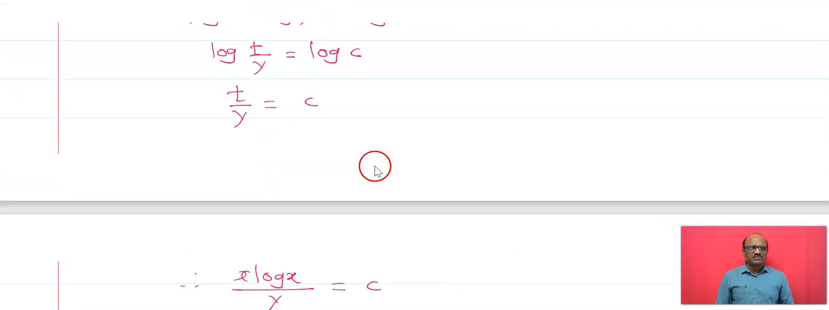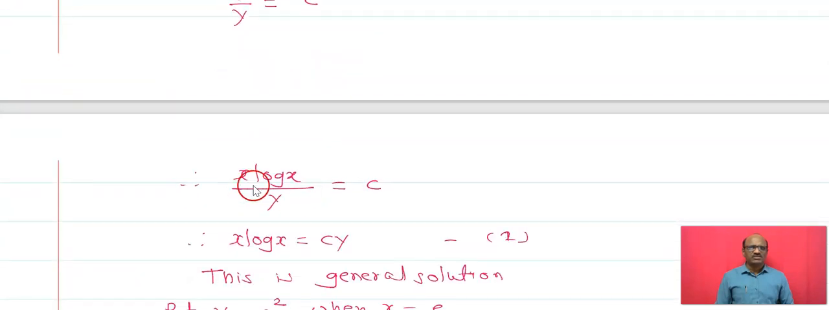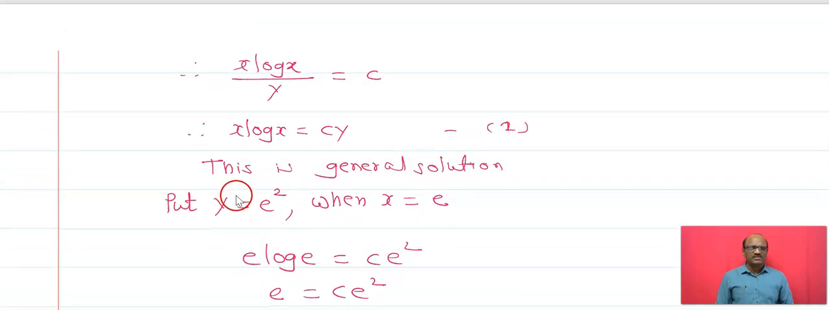Therefore substitute the value of t. What's the value of t? t equals x log x, and here we will substitute x log x upon y equals c. Therefore x log x equals cy, and this is the general solution.